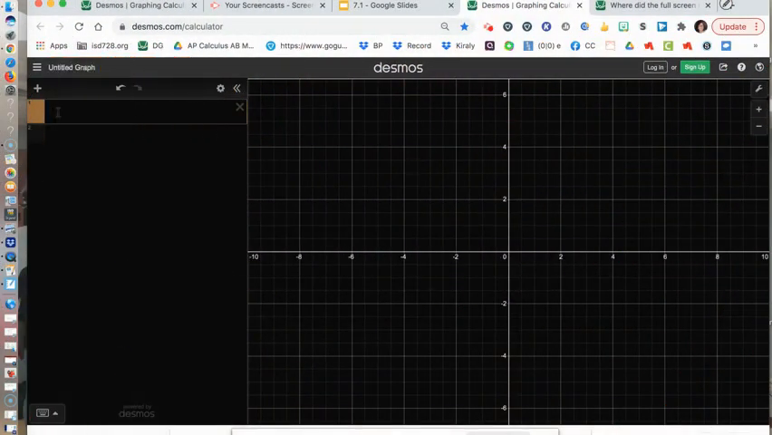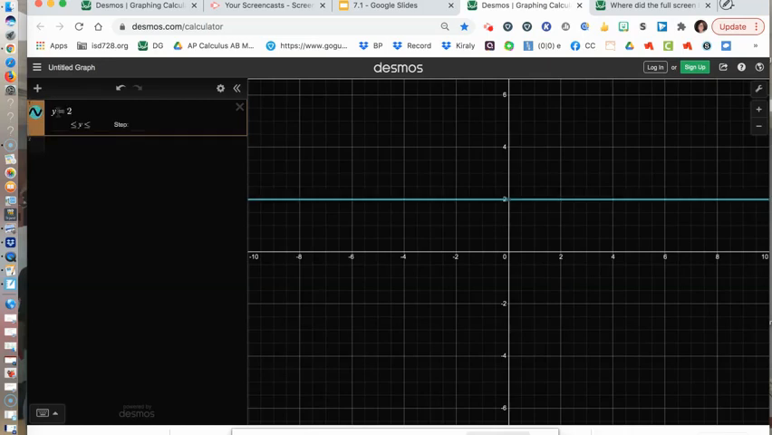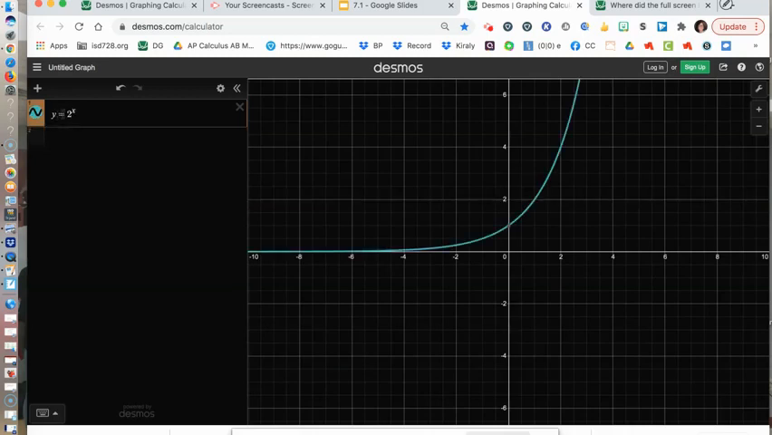We can't really talk about how to graph exponential functions without exploring what happens to them with some technology here. So I'm going to put a very basic exponential growth function up here. I know it's growth because I'm going to have my base be 2, raised to the x. So here's my parent graph of 2 to the x.